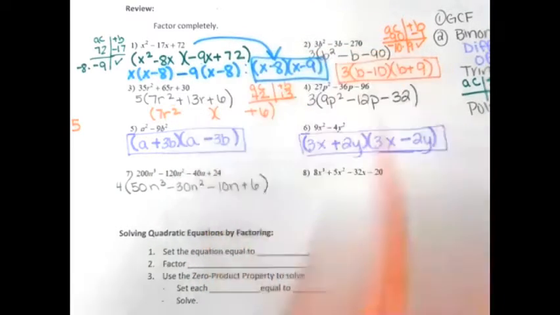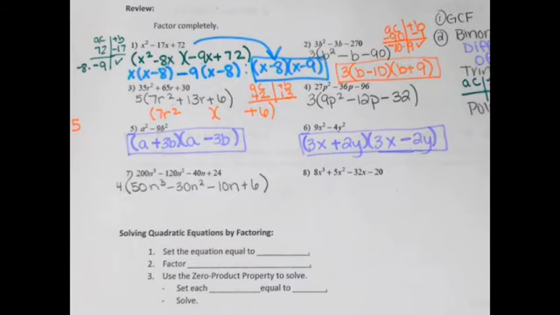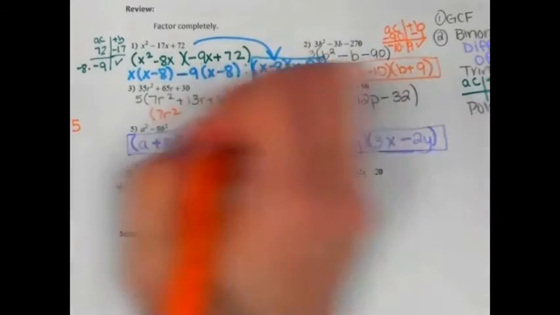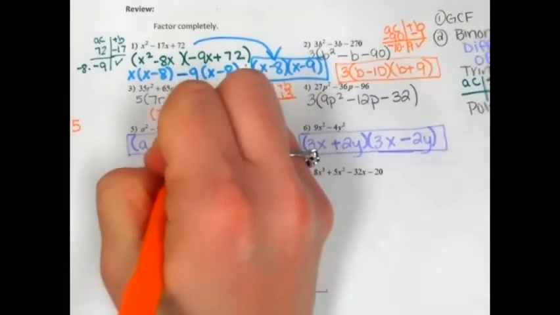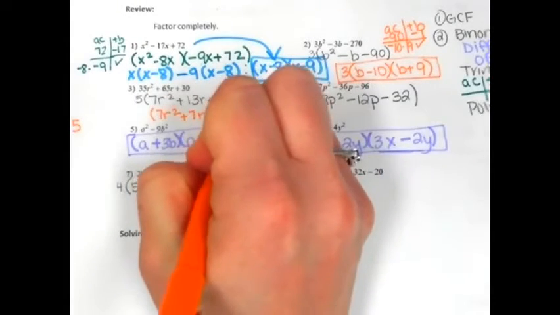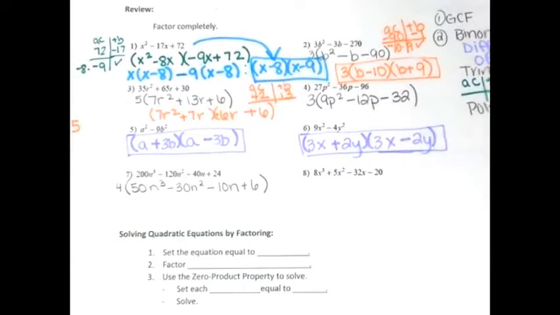13. Okay, so what times what is 42 that adds to 13? 7 and 6. So I'm going to put plus 7r and plus 6r. Doesn't matter where you put them, right?